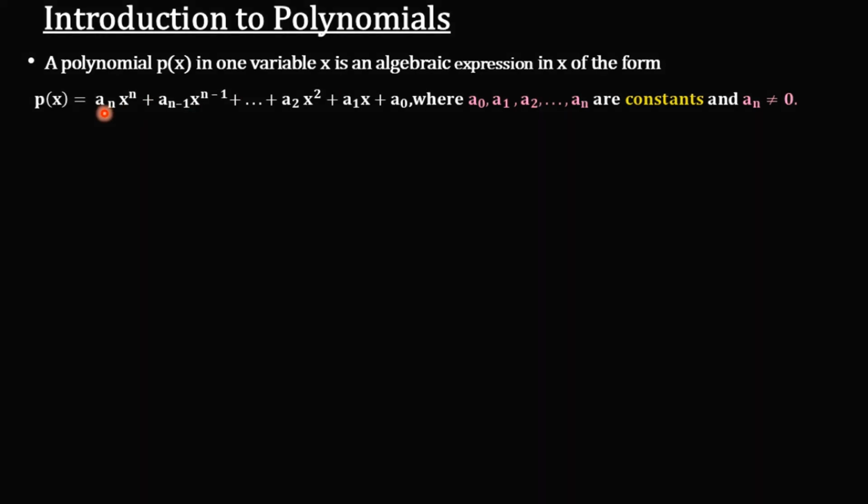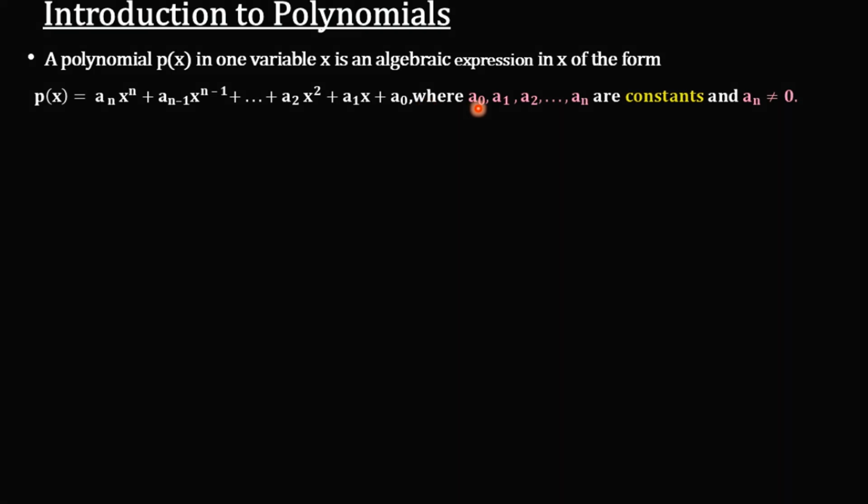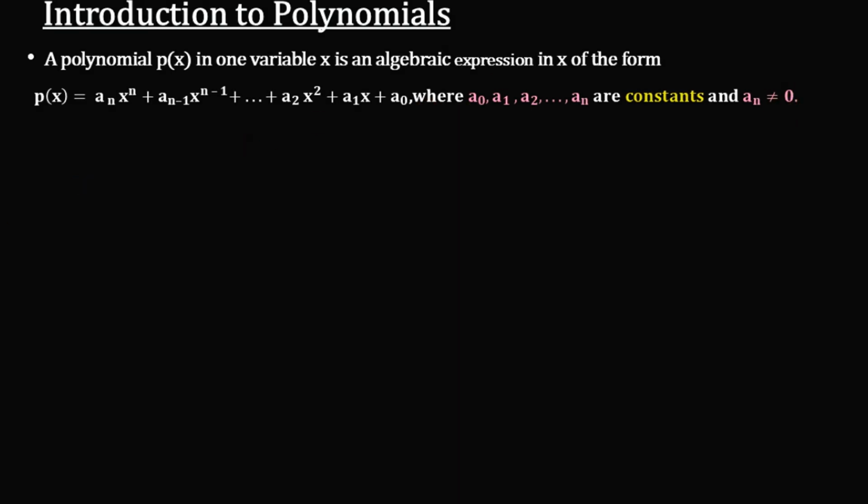That is, at least one of these coefficients, one of these a_n, is not equal to 0 in order to become a polynomial. That is, p of x will become a polynomial only if at least one of these a_n is not equal to 0 in this expression. Okay.